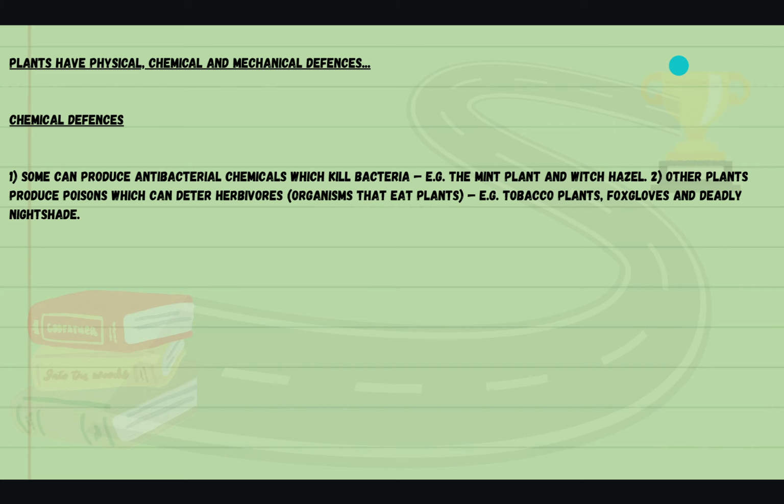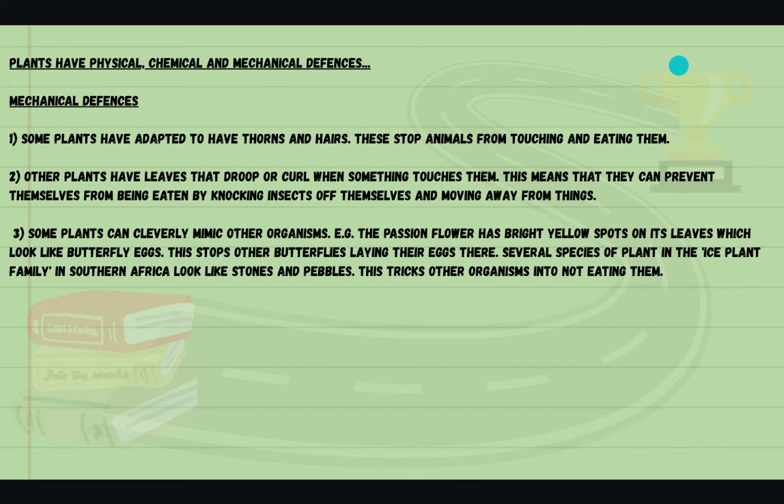Chemical defenses. Some plants produce antibacterial chemicals which kill bacteria, for example, the mint plant and witch hazel. Other plants produce poisons which can deter herbivores, which are organisms that eat plants, for example, tobacco plants, foxgloves, and deadly nightshade.